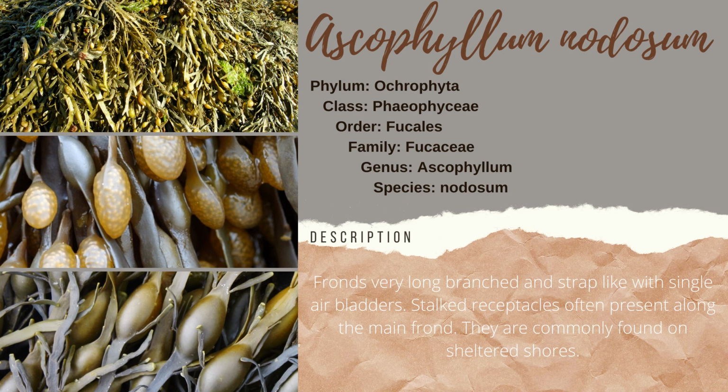Ascophyllum nodosum, from phylum Ochrophyta, class Phaeophyceae, order Fucales and family Fucaceae, is a brown algae with fronds that are very long, branched and strap-like, with single air bladders. It also has stalked receptacles which are often present along the main frond, and they are commonly found on sheltered shores.